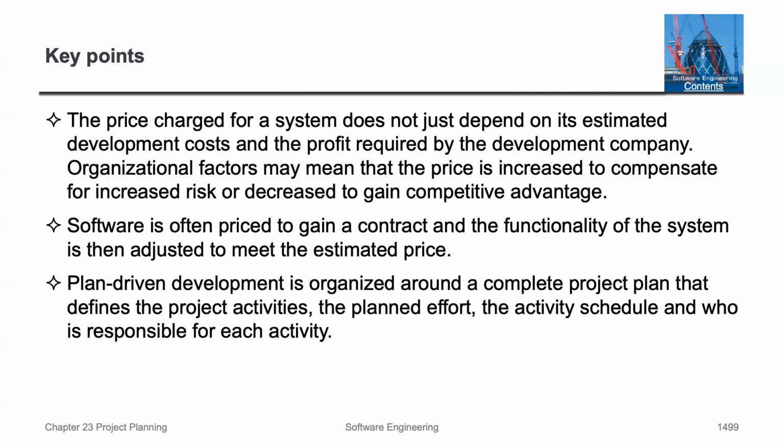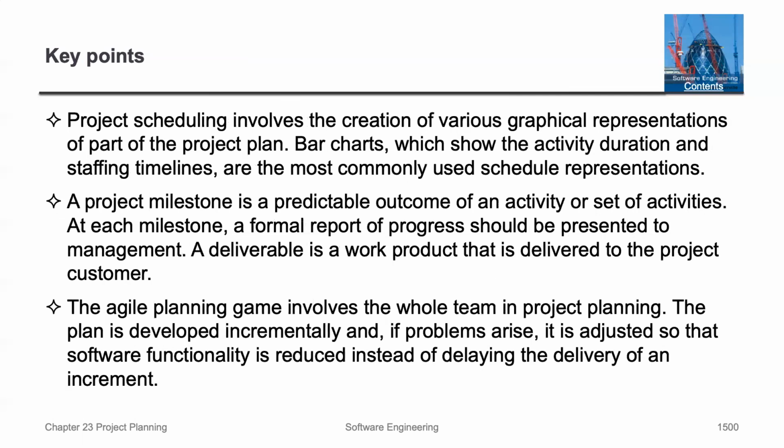Plan-driven development is organized around a complete project plan that defines the project activities, the planned effort, the activity schedule, and who is responsible for each activity. Project scheduling involves the creation of various graphical representations of a part of the project plan. Bar charts, which show the activity duration and staffing timelines, are the most commonly used schedule representation. A project milestone is a predictable outcome of an activity or set of activities. At each milestone, a formal report of progress should be presented to management. A deliverable is a work product that is delivered to the project customer.